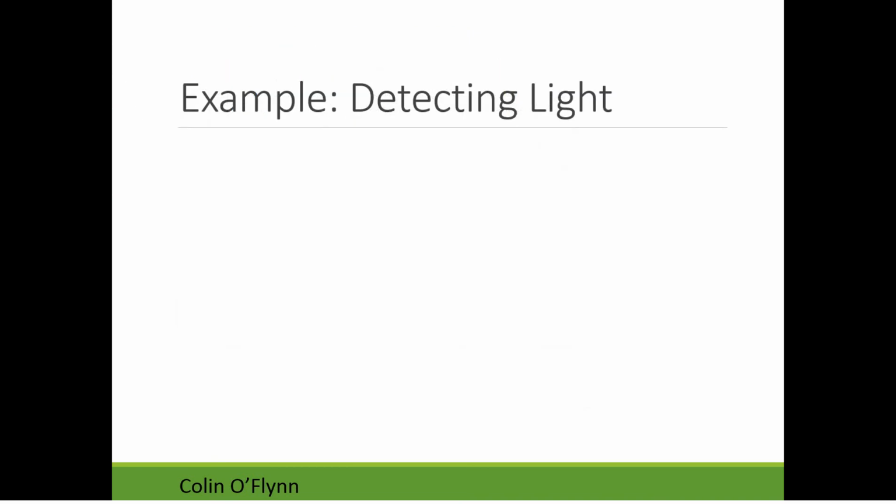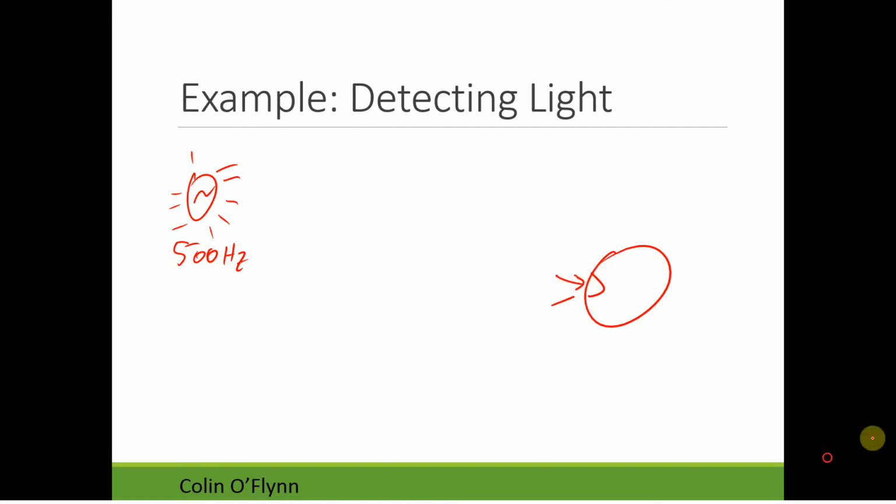The other example is detecting light in a few different ways. As in the course, you have a light that's operating at a known frequency. So say I have a 500 hertz light, and my robot over here has a detector, and I want to detect this light.